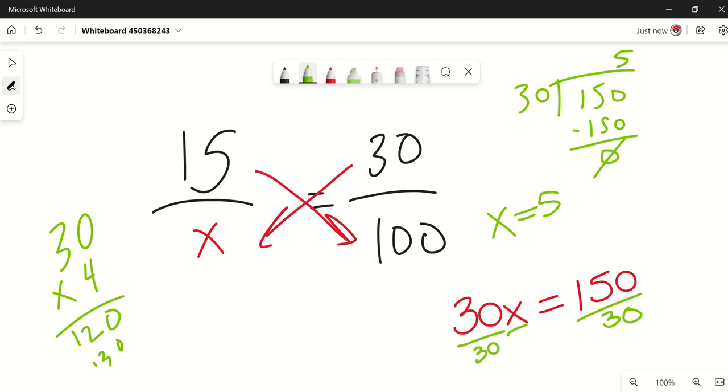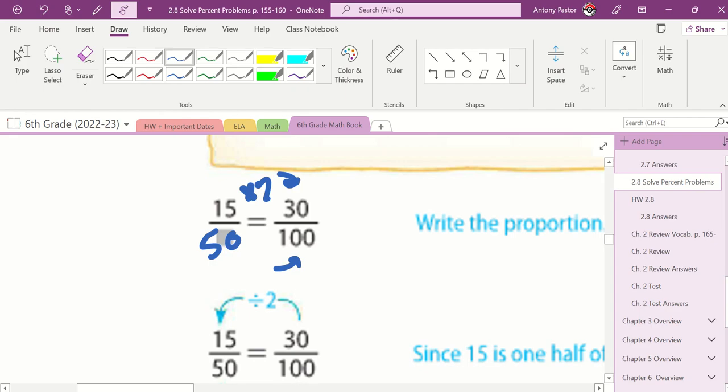15 times 100. Oh, it's not 150. It's 1500. I made a mistake there. That means the extra 0 would come up and it would be 50. So yes, there was my mistake. I knew I made a mistake somewhere. So x equals 50, and that's exactly what we got here.